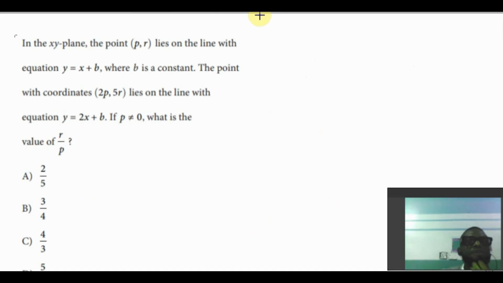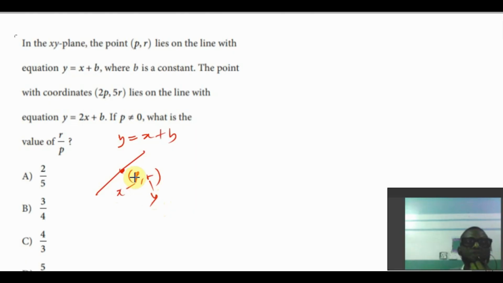In the xy plane, the point (p, r) lies on the line with the equation y = x + b. Along this line there's a point, and this point is (p, r). My first number in the coordinate stands for my x, and my second number stands for my y.